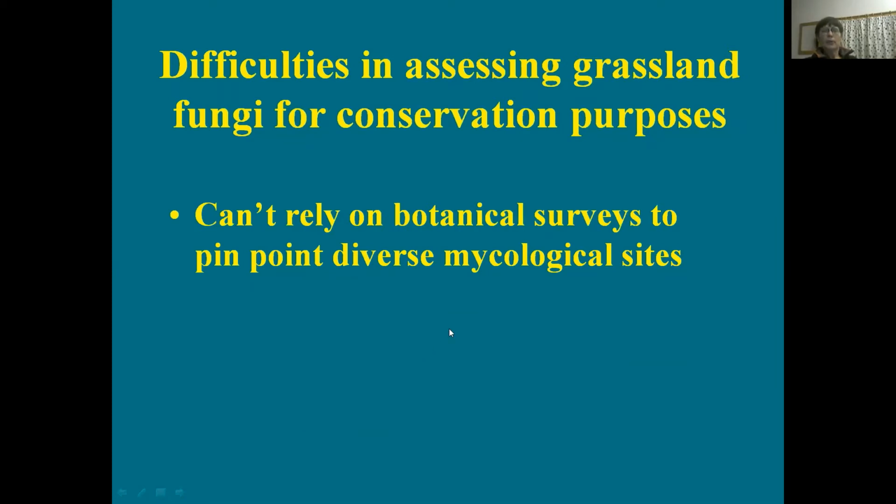Okay, so sometimes when you have a difficult group of organisms, you look at a better known group of organisms to try and tell you whether you're going to have a diverse site. So it was suggested that maybe any site that was good for its flowers would actually be good for its fungi. And a gentleman looked at this in, I think it was Sweden, did some work on it.